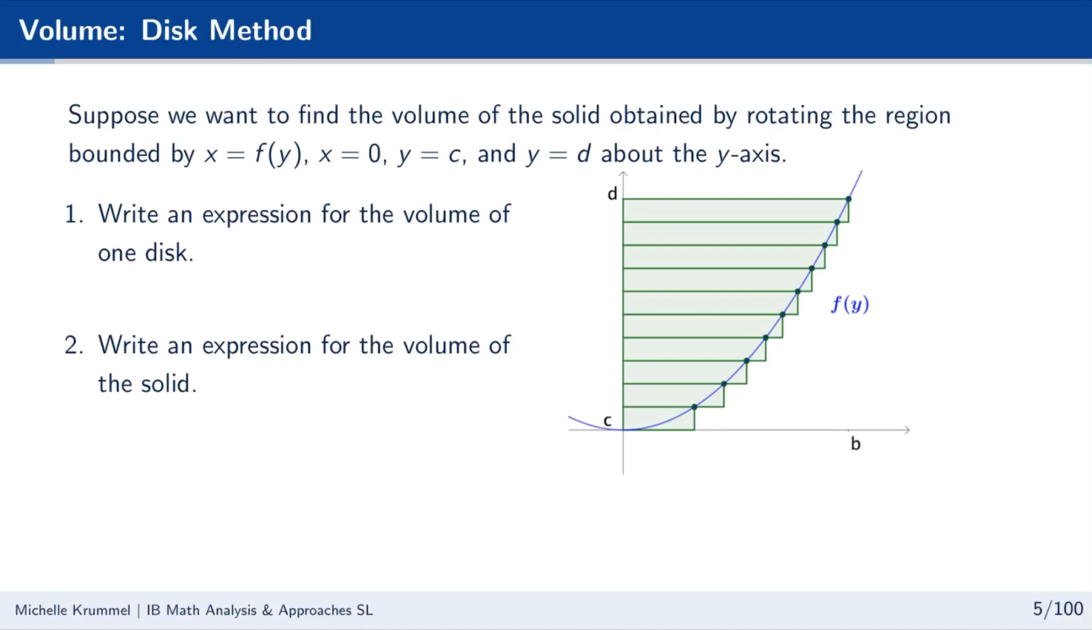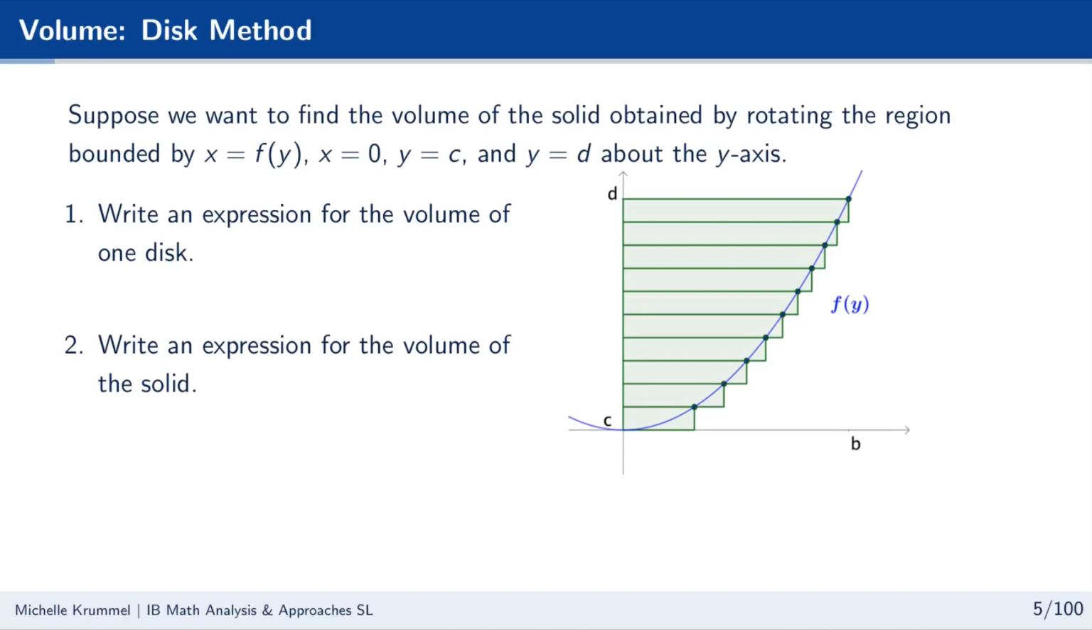Suppose we want to find the volume of the solid obtained by rotating the region bounded by x equals f of y, so that would be right here, x equals 0, that's right here along the y-axis, y equals c, and y equals d. So here's our region right here. And this time, we want to rotate that around the y-axis, not the x-axis. How can we represent the volume of one disk?